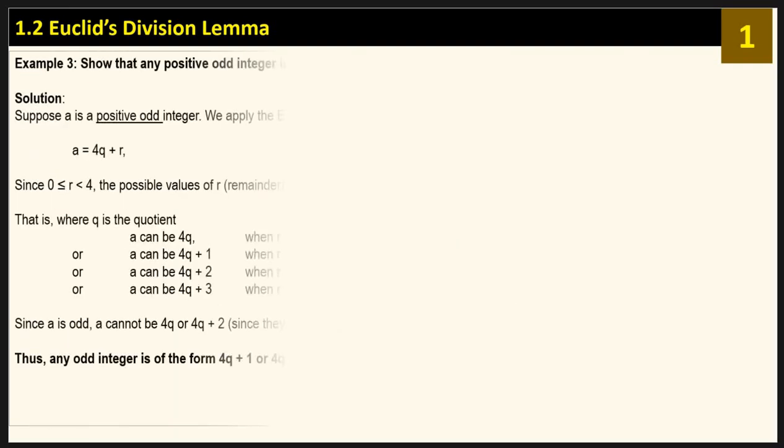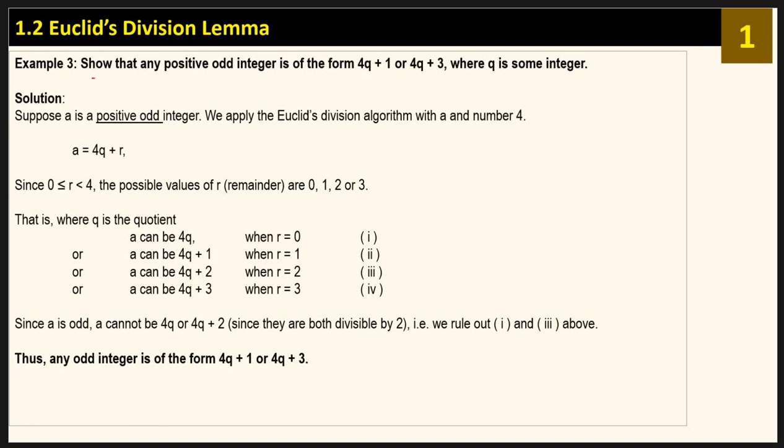Let's go to the third example, which is: show that any positive odd integer is of the form 4q plus 1 or 4q plus 3, where q is some integer. So let's suppose a is a positive and also an odd integer. We apply Euclid's division algorithm with a and the number 4, and the equation will look like this: a is equal to 4 times q plus r.